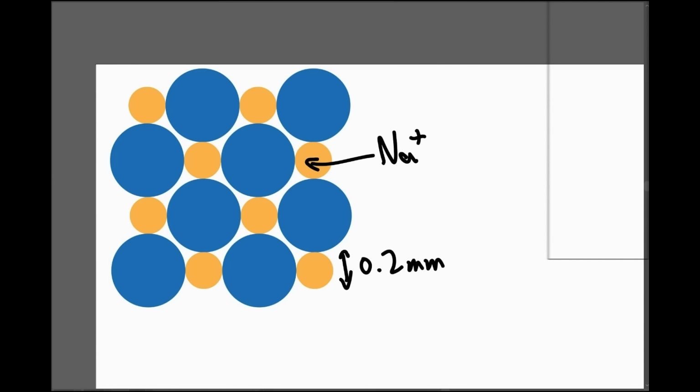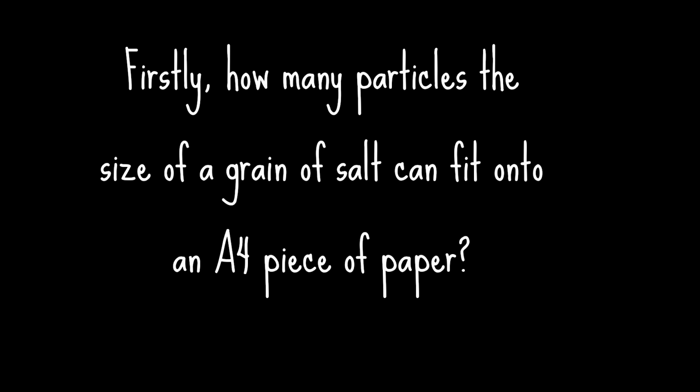Chloride ions in real life are around double the size of sodium ions because of their extra electron shell, and I have represented them with the blue circles, and they are going to be 0.4 millimeters wide. Okay, without further ado, let's see how much space 150,000 trillion of these ions would take up.